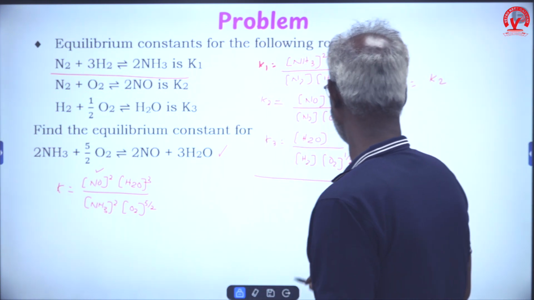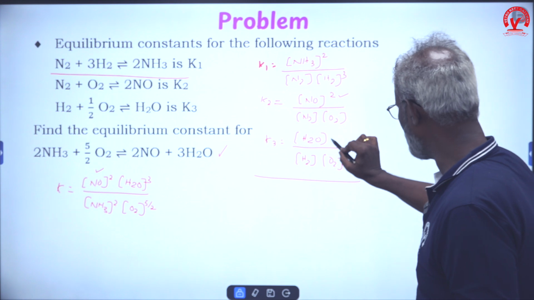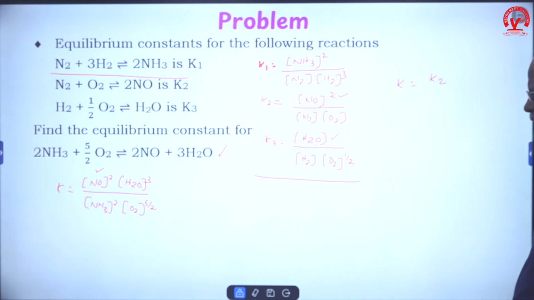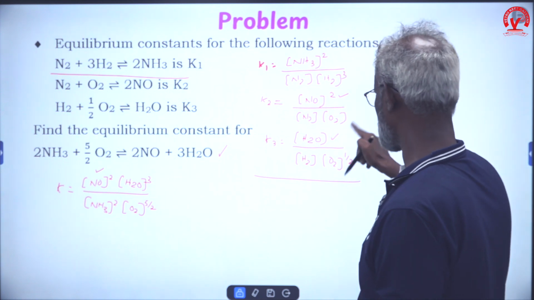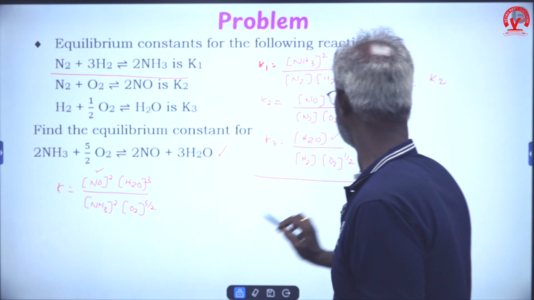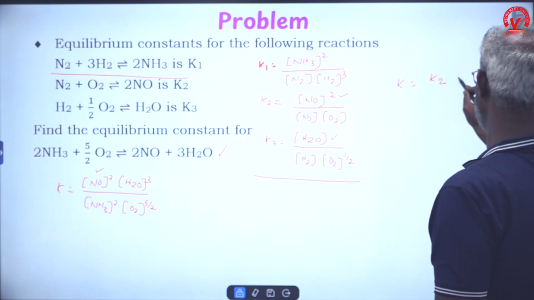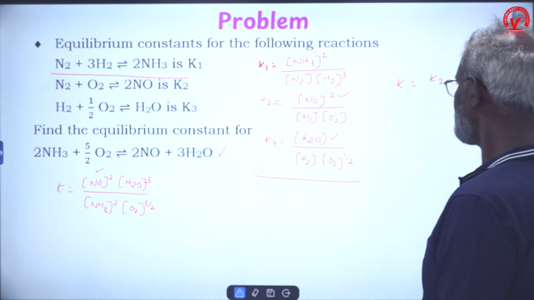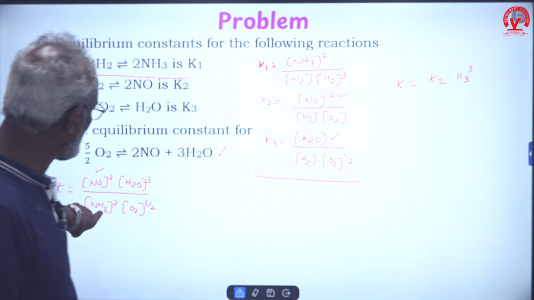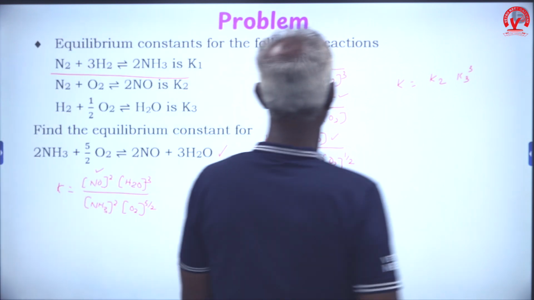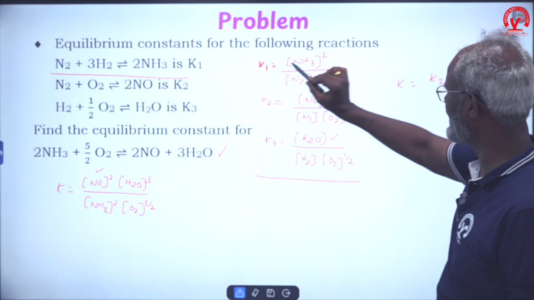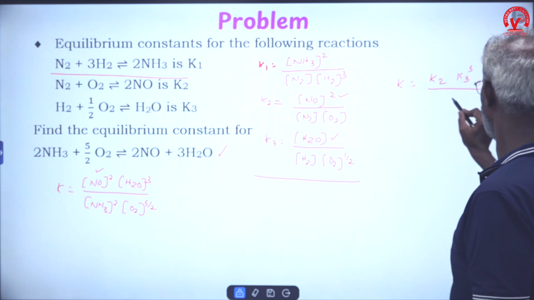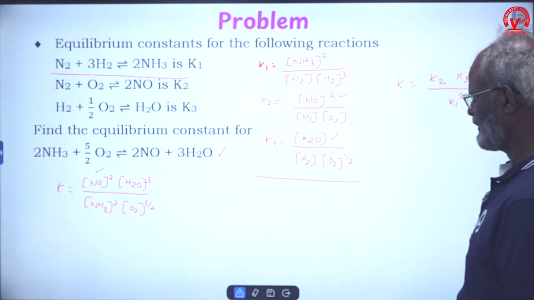H2O cube is there, but in this equation the H2O is in the numerator, right? In no other equation is H2O there. So H2O cube means we can say K3 cube. Okay. Then look at this, NH3 square is in the denominator. Here the NH3 square is there in K1, in no other equation. So therefore I can say K1 square, right?